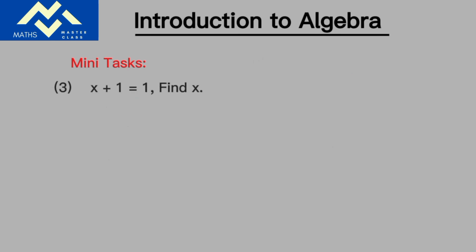Question 3. x plus 1 equals 1. What is x? It's 0, because 0 plus 1 equals 1. Great job if you got those right.